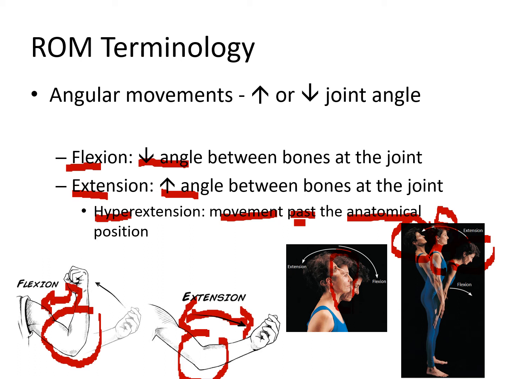And it's the same thing with the trunk. When you flex the trunk, that means you bring the trunk forward. When you extend the trunk, that means you bring the trunk back up into the erect position. When you hyperextend the trunk, you bring it back, as though you can look up into the sky without moving your head.